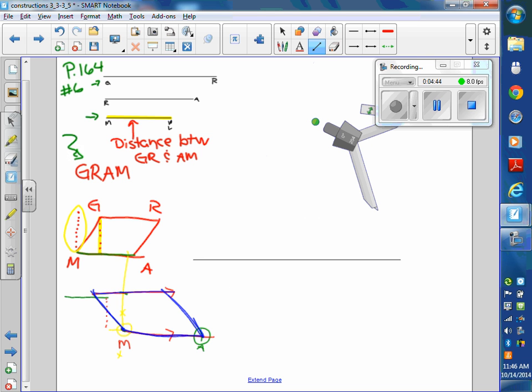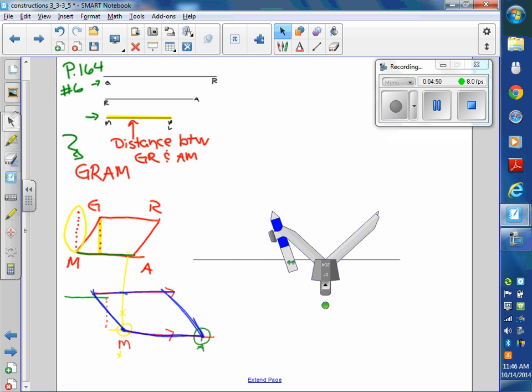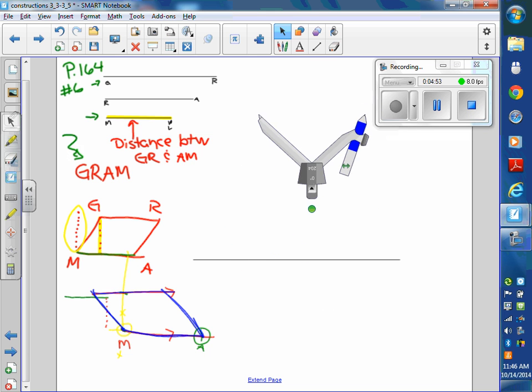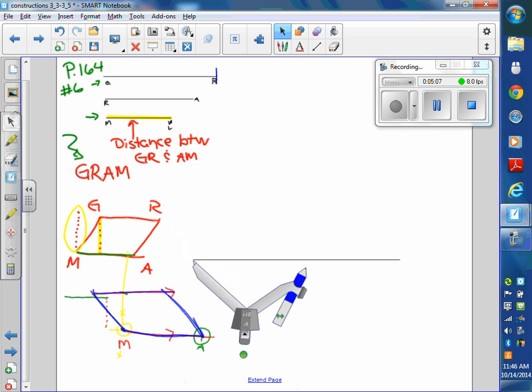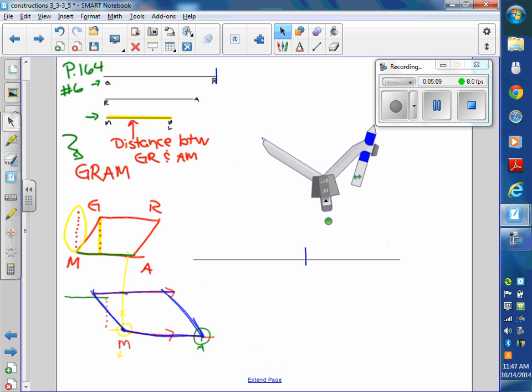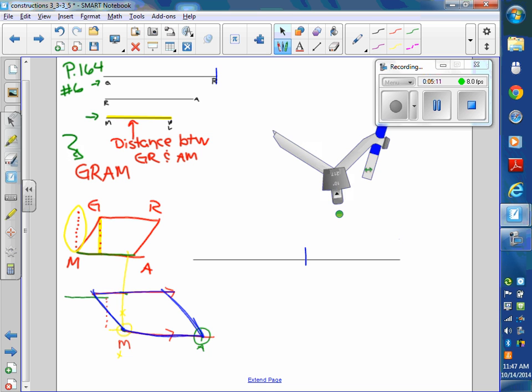And then I'm going to mark off the length GR. So I have to take my compass and put my pin on G. It's also the same length as MA. So get that length, come down here, get that length. This is my M from my picture. It's going to be my A, which is the same length as GR.